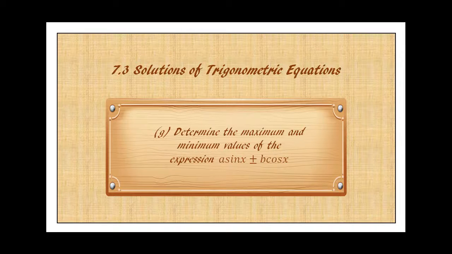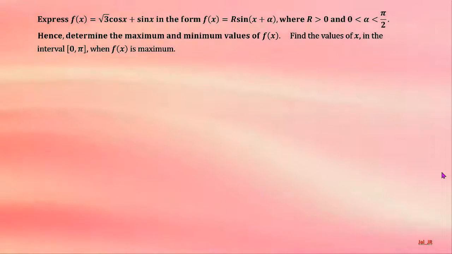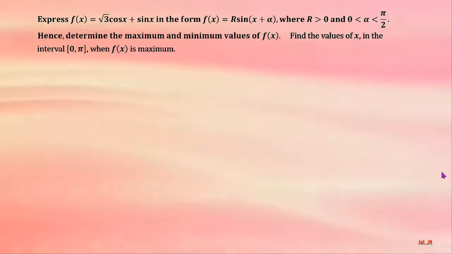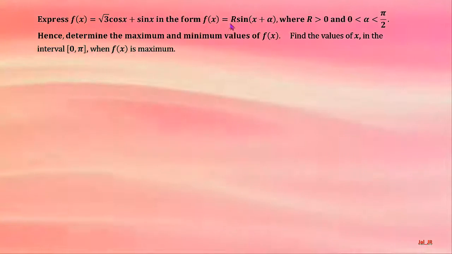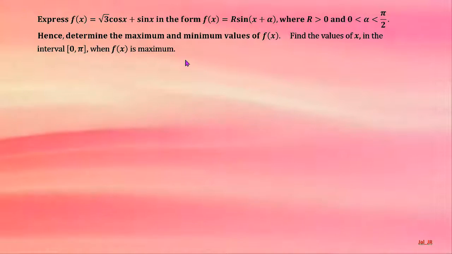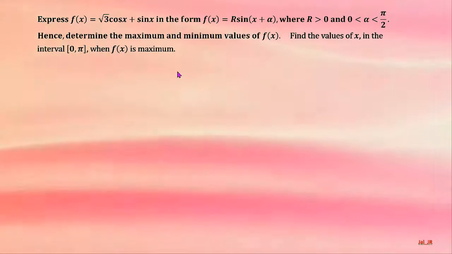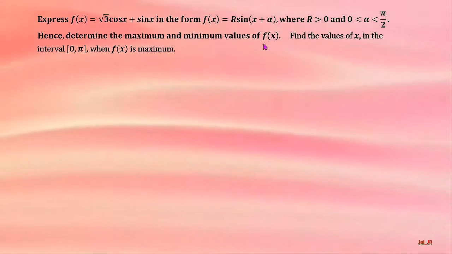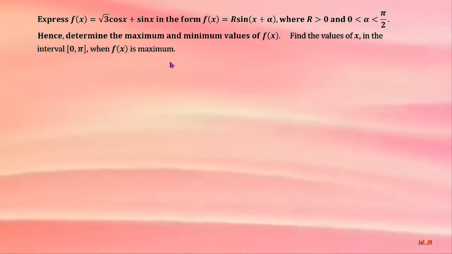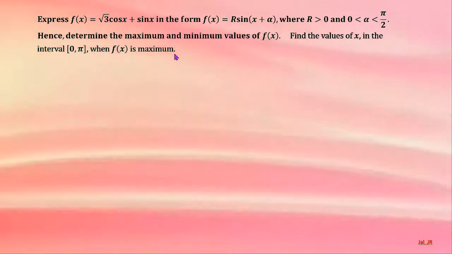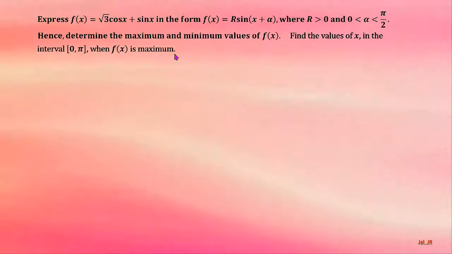Here is an example of finding the maximum and minimum values of the expression a sine of x plus or minus b cosine of x. Express the given f of x in the form r sine of x plus alpha, where r is greater than 0, and alpha is between 0 and pi over 2. Hence, determine the maximum and minimum values of f of x. Find the values of x in the interval from 0 to pi when f of x is maximum.